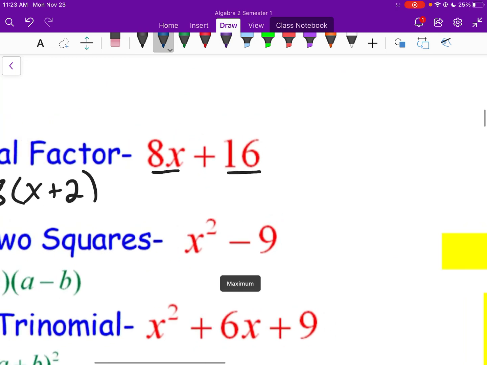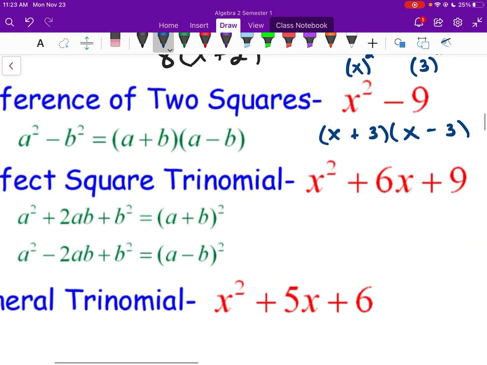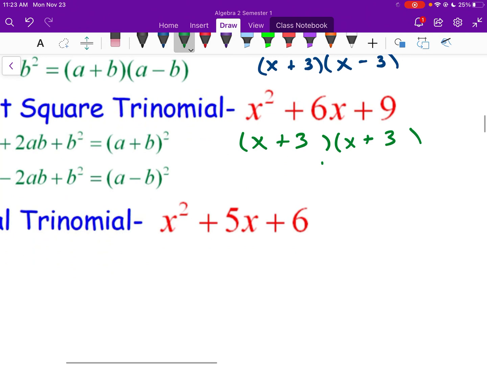Okay, difference of squares. Again, that's where we're looking at both terms. Okay, what am I squaring to get x squared? I square x. What am I squaring to get 9? And again, first term, second term, opposite signs. Okay, perfect square trinomials, that's where we just factored just like we normally would. And in these cases, both factors were the same. Okay, that makes it a perfect square.